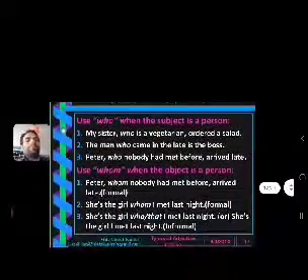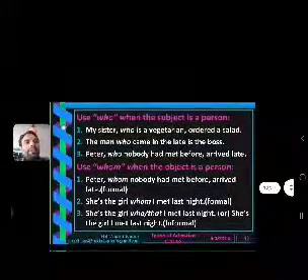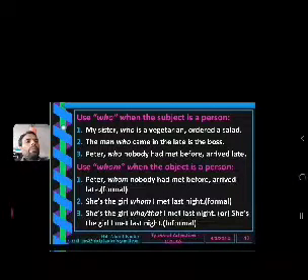Then use of whom when the object is a person. When should we use whom? Whom can be used when the object is a person. Who can be used when the subject is a person. For example, Peter, whom nobody had met before, arrived late, in a formal way.